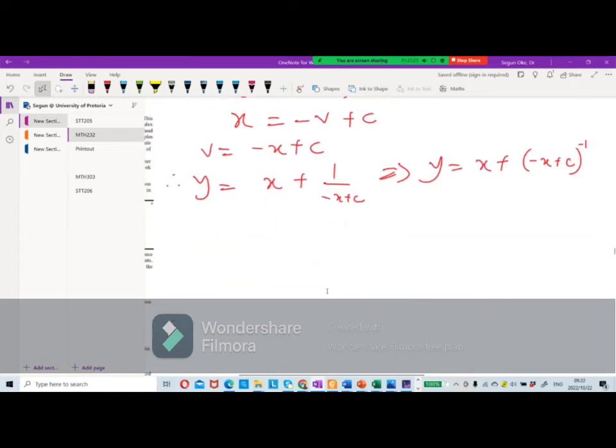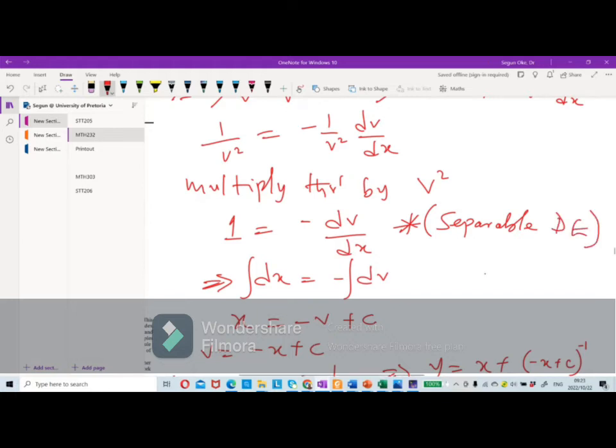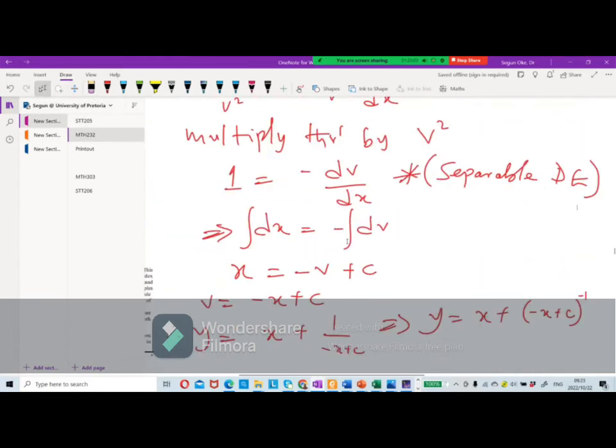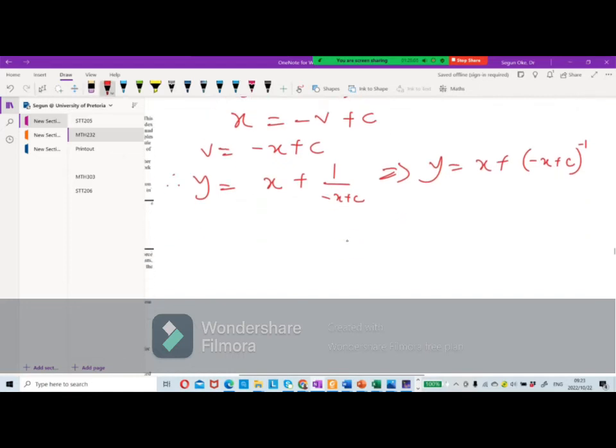But let's try and look at another method before. Who can tell us the method we use here at this point? Do you still remember separable differential equation? Yes, sir. Okay, that is what we did there. Any question? Okay, let's look at this.